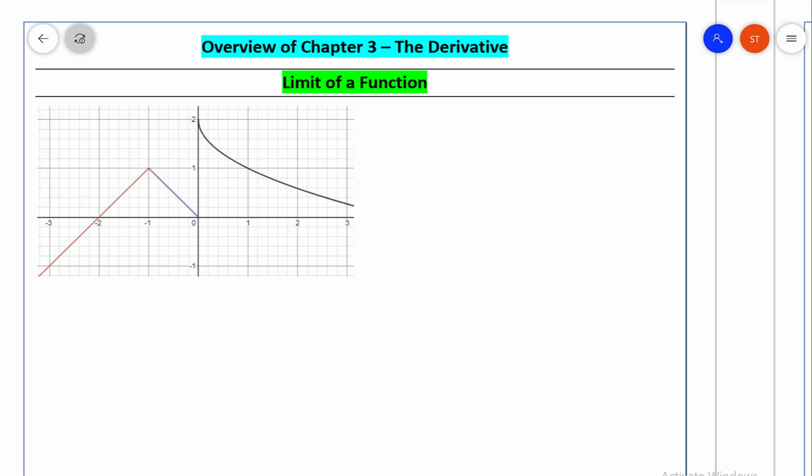This is an overview of Chapter 3 on the derivative for those of you that need a little extra explanation of what we've covered in Chapter 3. I've divided this up into just a few parts. The first part is on the limit of a function.